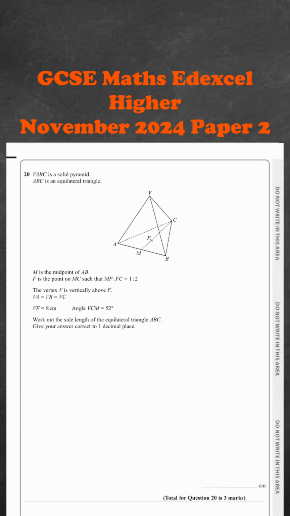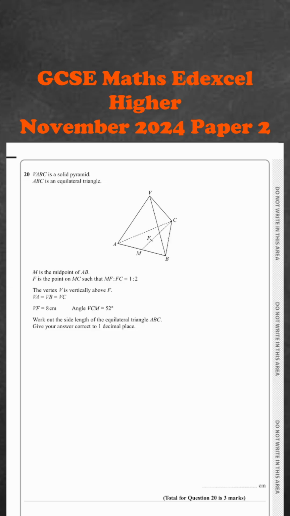Question number 20. VABC is a solid pyramid. ABC is an equilateral triangle. M is the midpoint of AB. F is the point on MC such that MF compared to FC equals 1 compared to 2.